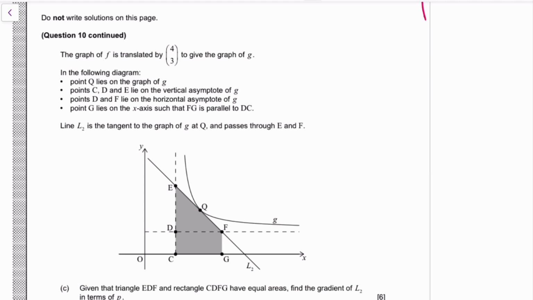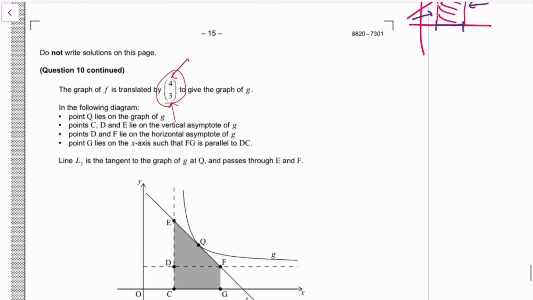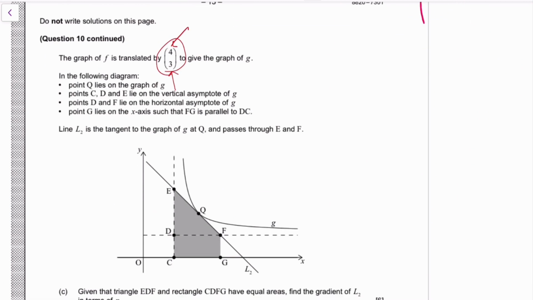First of all, the whole graph is translated to the right by 4 and up by 3. Okay, so everything got translated. That basically means this is 4, and this goes up by 3, so this is 3.